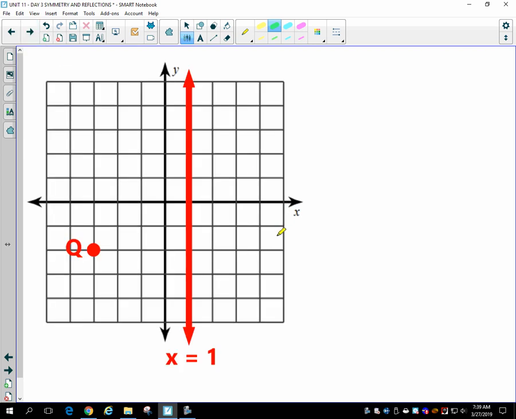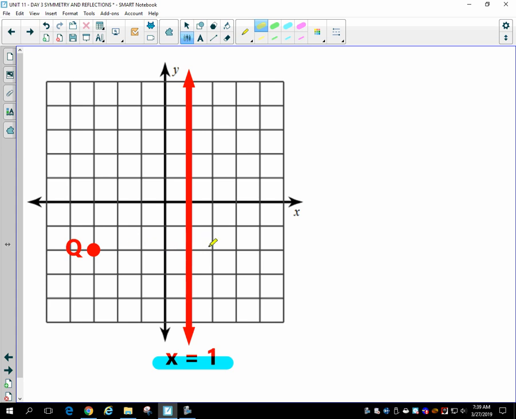I can do the same thing for vertical lines. Vertical lines have the form x equals, and it's how far to the right or to the left this line is from the y-axis. So if I count 1 unit in the x direction, I end up on this line. The x value for any point on this line is going to be 1, and we call it x equals 1. If I want to graph my new point, I count to that line of reflection, 1, 2, 3, 4.